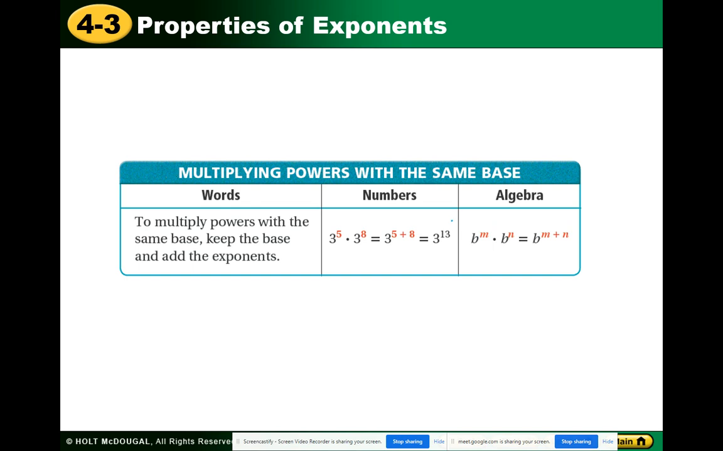Okay. Here, this is the picture that is in the book. This is the example I like to show. 3 to the 5th times 3 to the 8th. That means 3 to the 5th plus 8, so 3 to the 13th. Like Haley said earlier, when we are multiplying numbers with exponents, we can add the exponents if the bases are the same. So that might be one you want to take a picture of if you want to go back to it.